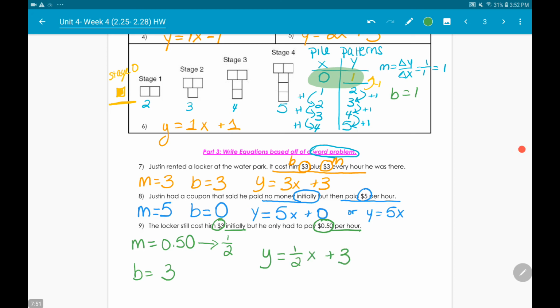Remember, when we're graphing, a fraction is a little bit easier to graph with the slope than if we had a decimal.